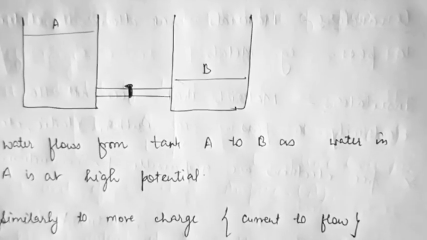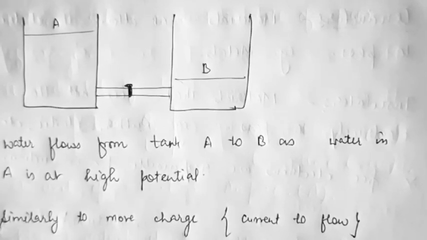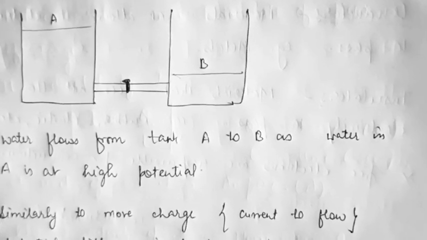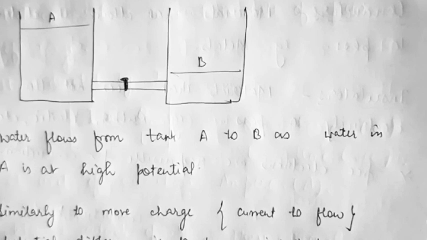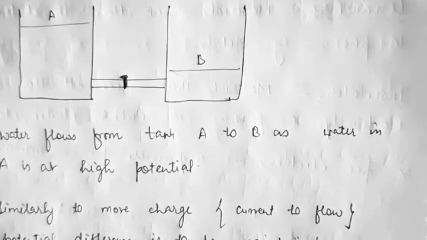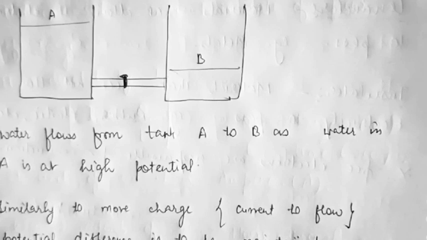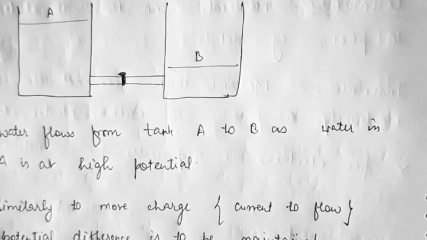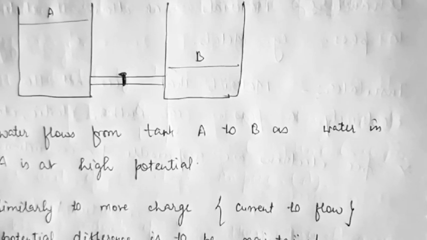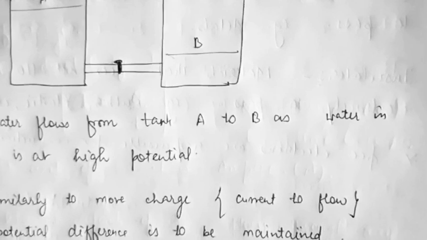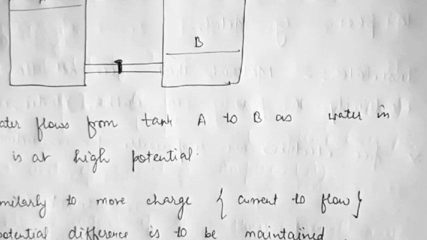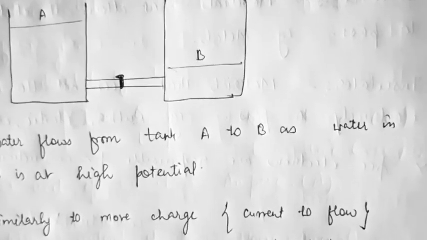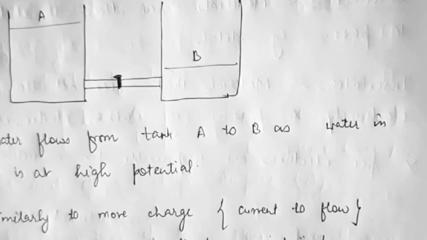Let us discuss the same example that we took in understanding the concept of potential difference. We are seeing tank A and tank B, and tank A has water at higher potential as compared to B, and the water was flowing from tank A to tank B because of the potential difference. What if we increase the level of water in the tank? The potential of tank A will increase, and simultaneously the flow of water through the pipe connecting tank A and tank B increases because of the increased potential difference.